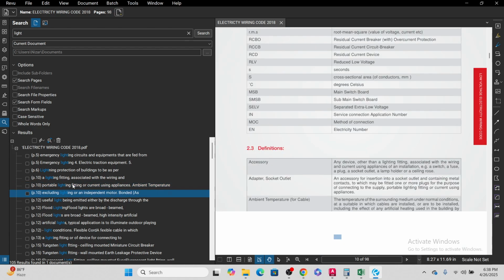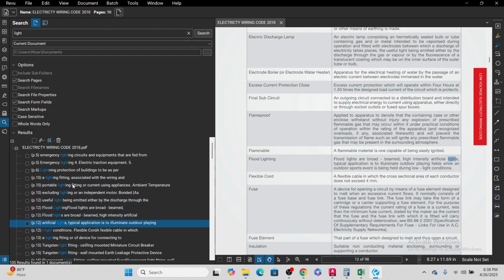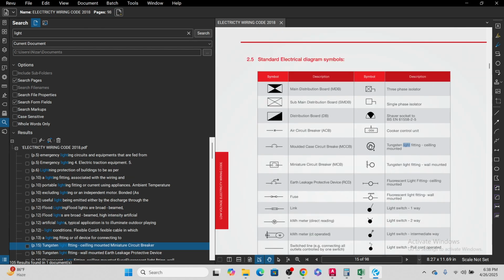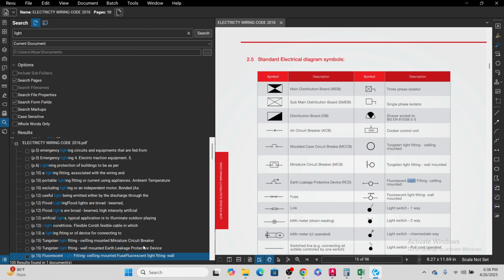Accessories. So let's go to light. These are the symbols. If you are new, you can learn the symbols from here. Everything is available. Now we will go to the light.